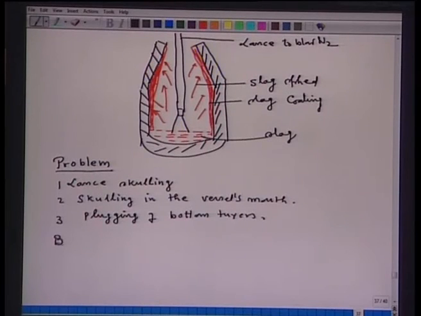Benefits of slag splashing: first, large refractory life, and some plants claim the order of 60,000 heats. It is a huge number. Second, since the splashed lining already contains MgO, less CaO is required.